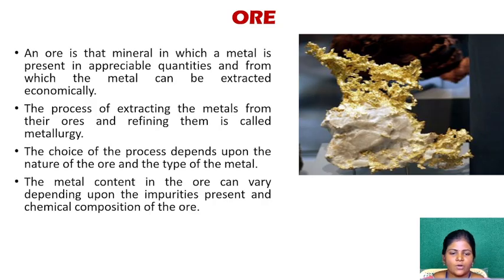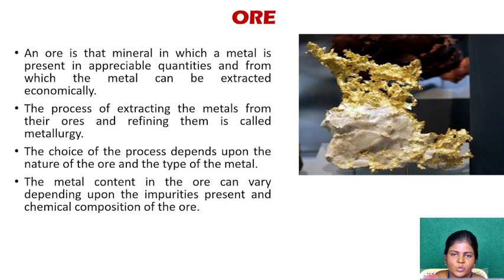Ore. An ore is the mineral in which the metal is present in appreciable quantities and from which the metal can be extracted. In this picture you can see an ore. It contains both the metal and the other impurities present along with it. So we are going to extract the metal from the ore, which is a combined form. The metal along with the impurities is called ore.